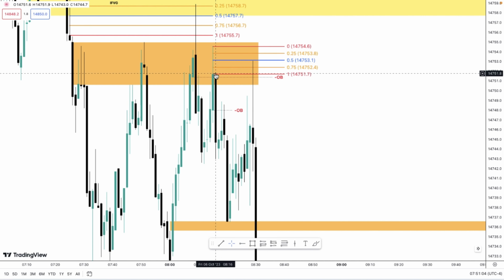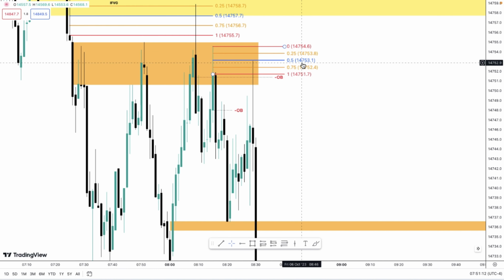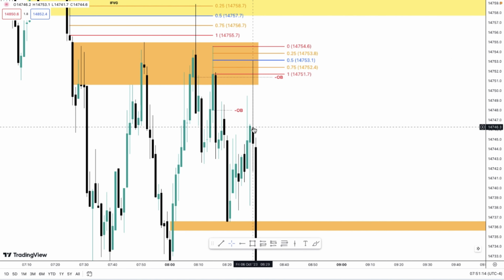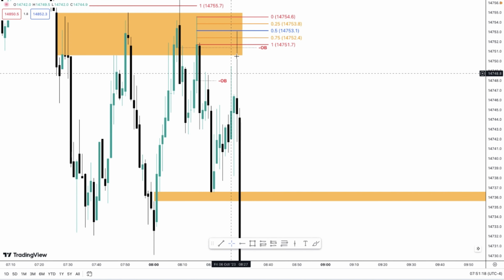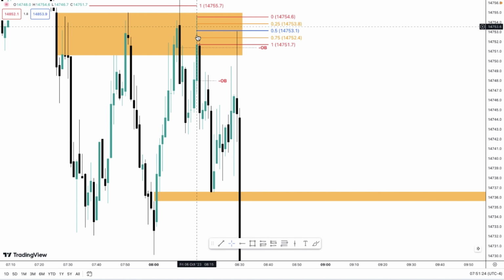It trades to the bearish order block and above, leaves a wick. The midpoint of that, the 50 level, 14753. It trades to it. Here, it trades to it using this big candle, comes back, trades perfectly to this wick.